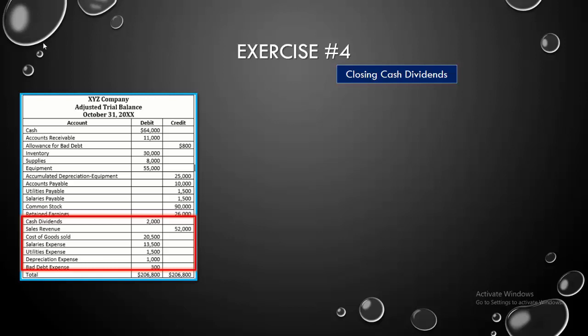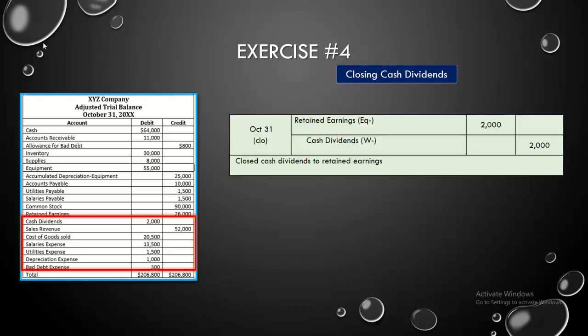In this case, our withdrawal account is cash dividends, money withdrawn from the business to give to our owners. It has a debit balance of $2,000 according to our adjusted trial balance. Well, how do we close it? We got to credit it for that same amount. And just like income summary, you always have to close cash dividends to your retained earnings account. So we're going to debit retained earnings for $2,000 because our debits have to equal our credits, and we're going to credit cash dividends for $2,000 in this entry to close our cash dividends.